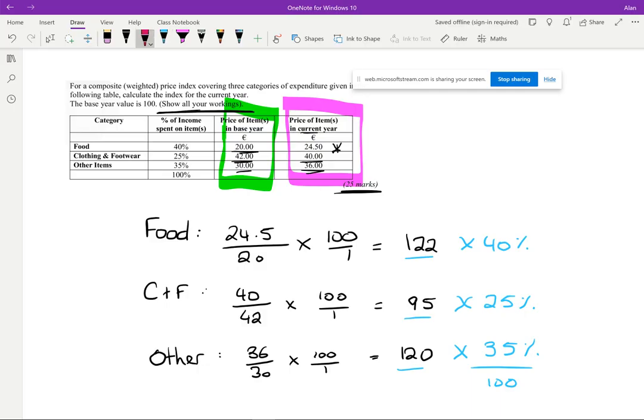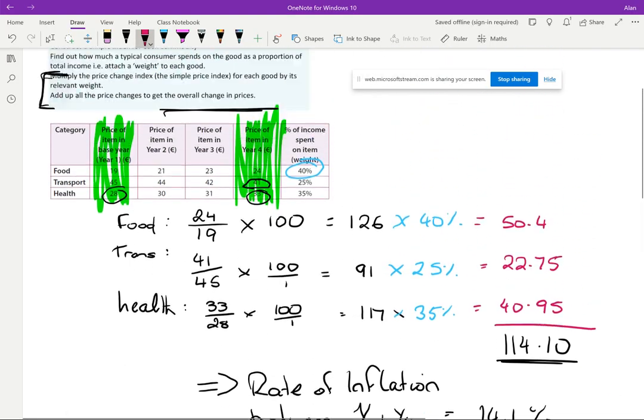So again, back to your calculators. We have 122 multiplied by 0.4. That gives me 48.8. I'll round that up, I think. And then we have 95 multiplied by 0.25, which is 23.75. And then the last one is we have 120 multiplied by 0.35, and that gives us 42. You add all those together.